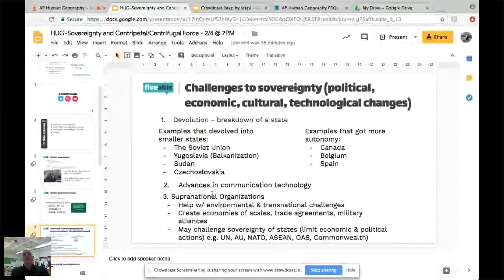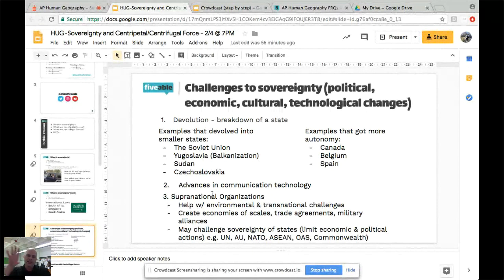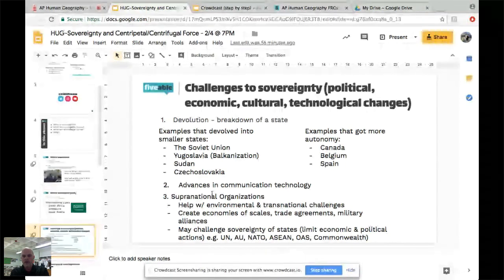Okay, so it creates economies of scale. Trade agreements, military alliances. So things like NATO, and Comecon, if you guys have learned about that in American history. One of them, the Warsaw Pact, was the countries that sided with the Soviets, and then you had the countries that sided with the United States during the Cold War. Trade agreements like NAFTA, which is between Mexico, the United States, and Canada. And then you have economies of scale.